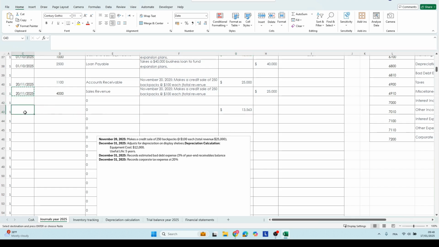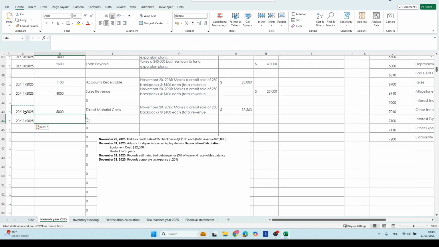So we said this is the date. The account should be direct cost. And we use the same description. Then we put the value for the amount of the cost of goods sold, which is 13,563.